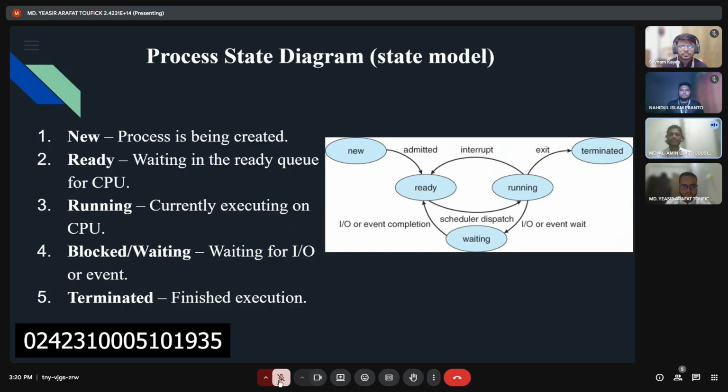It's very important to manage these states to ensure smooth multitasking and efficient CPU utilization.